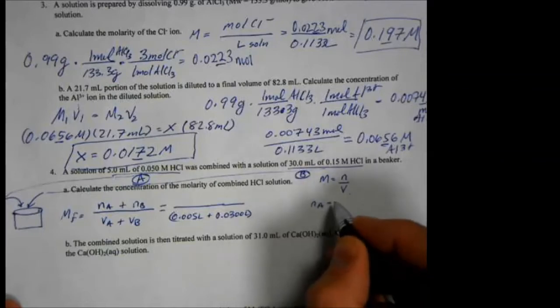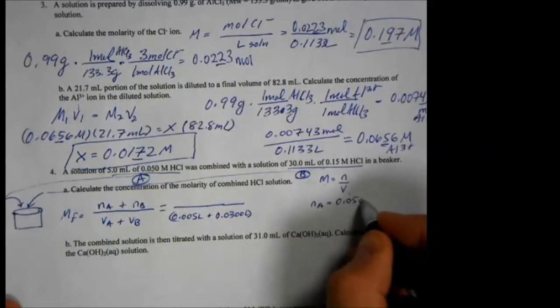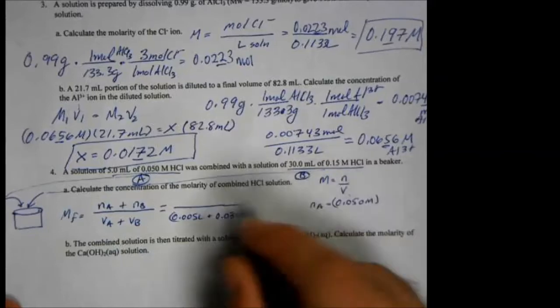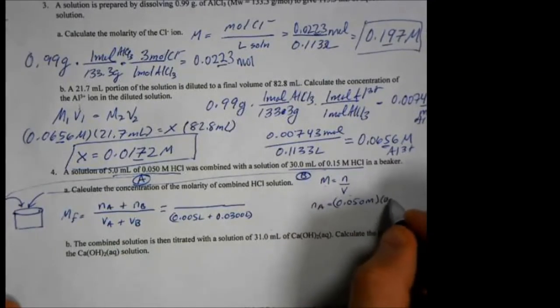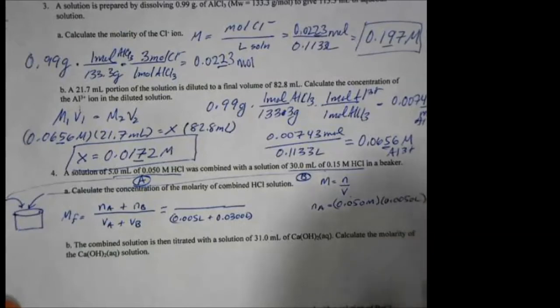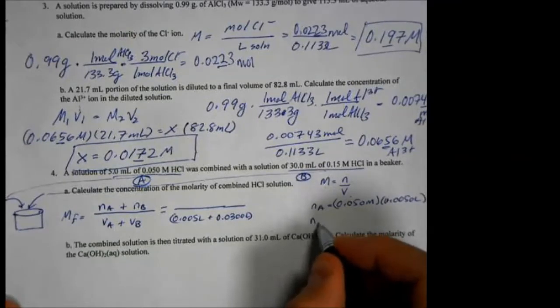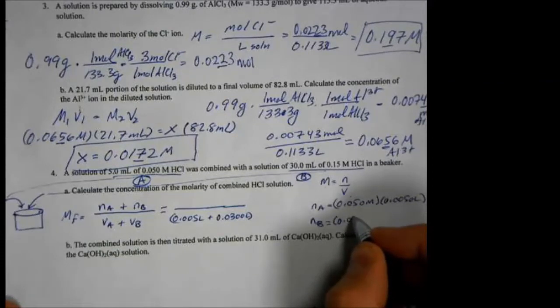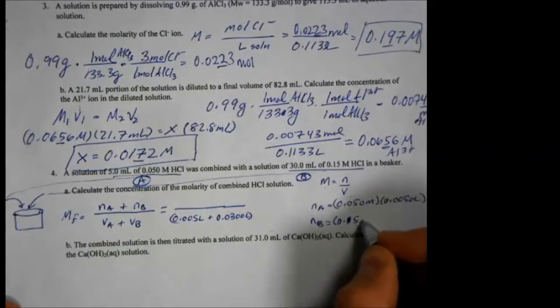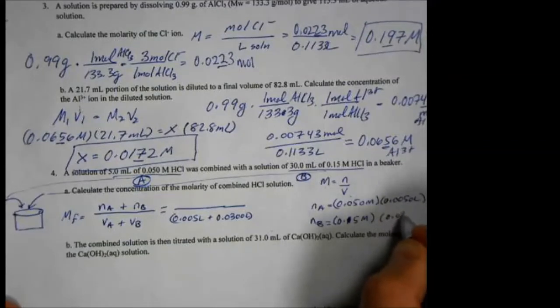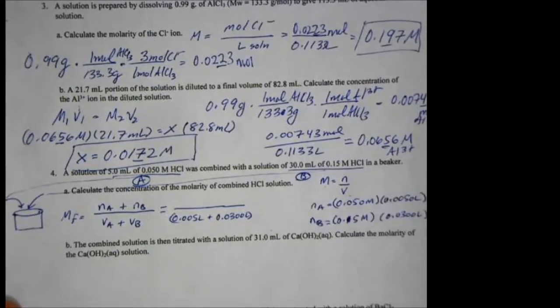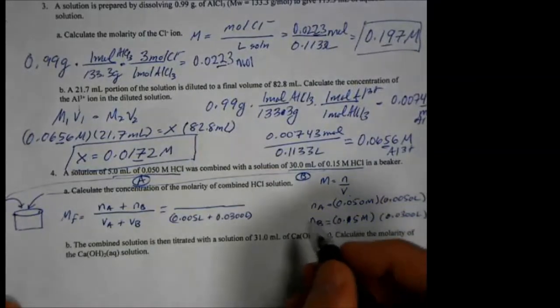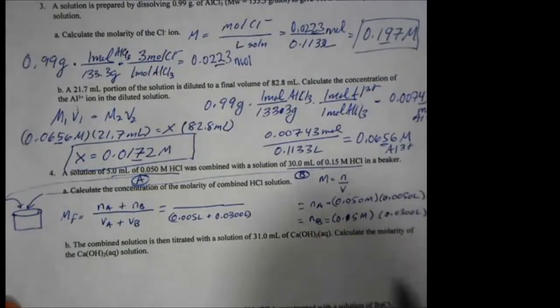So I'm going to do that. N of A is going to equal the molarity of A, which is 0.050 molar, times the volume of A, which is going to be 0.0050 liters, and the number of moles of B is going to equal 0.15 molar times 0.0300 liters. Okay? So basically I'm just calculating the moles that are going in from each solution.